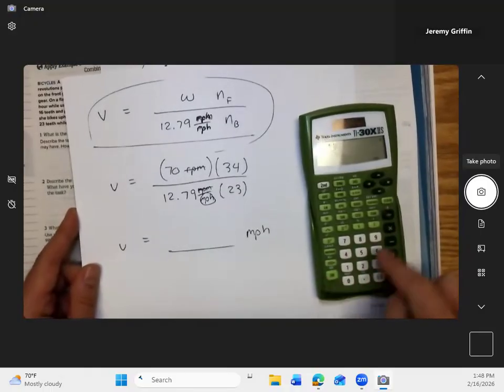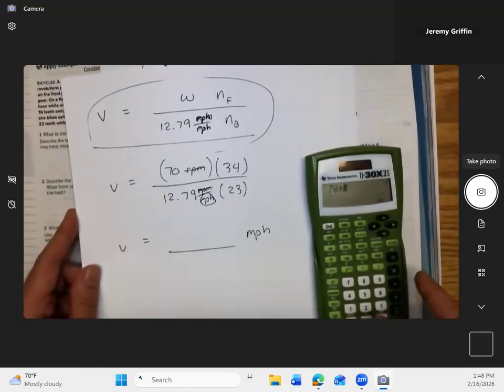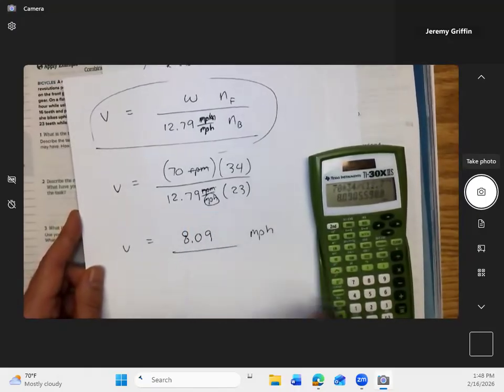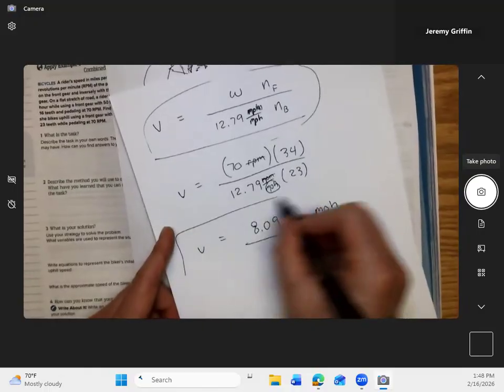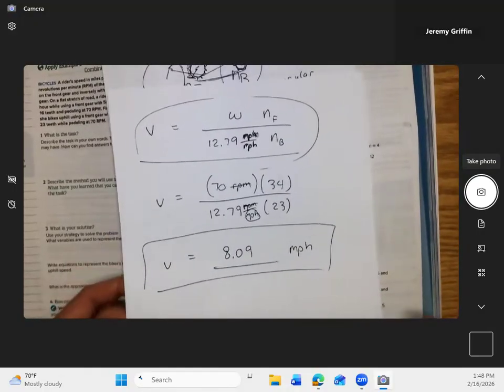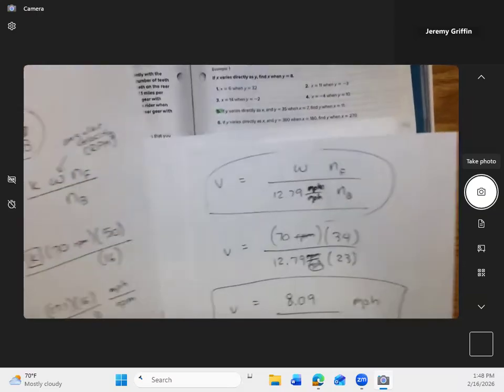Let's get 70 times 34 over, then parentheses, 12.79 times 23. I'm looking at 8.09 miles per hour. There you go. 8 miles per hour. All right, let's jump into the main book questions.